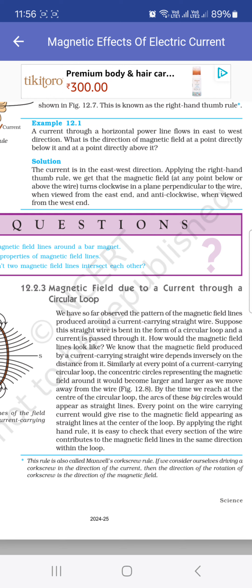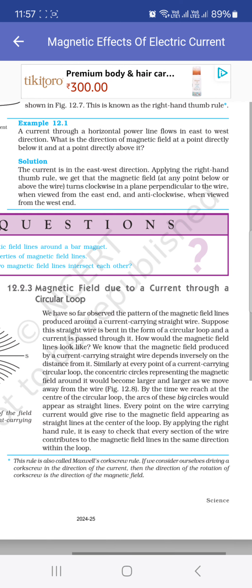We know that the magnetic field produced by a current carrying straight wire depends inversely on the distance from it. Similarly, at every point of a current carrying circular loop, the concentric circles representing the magnetic field around it would become larger and larger as we move away from the wire.